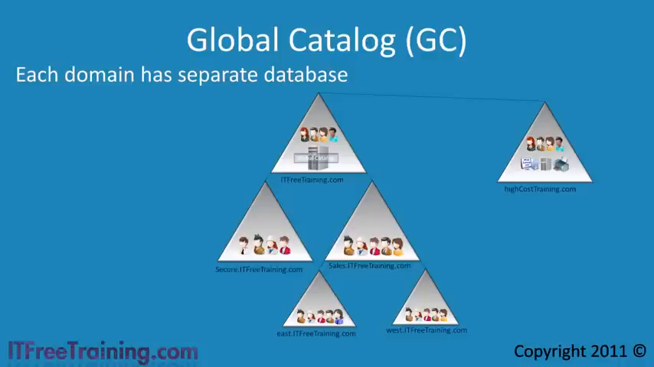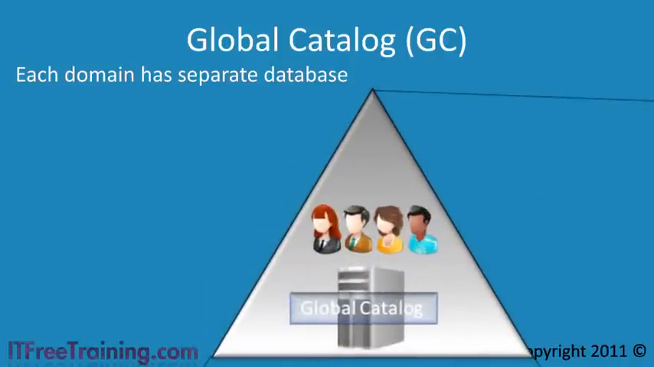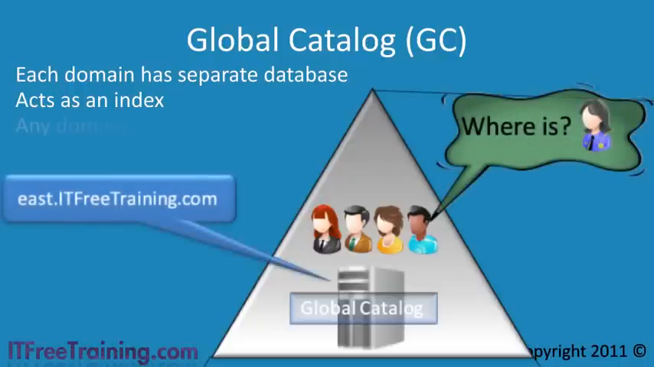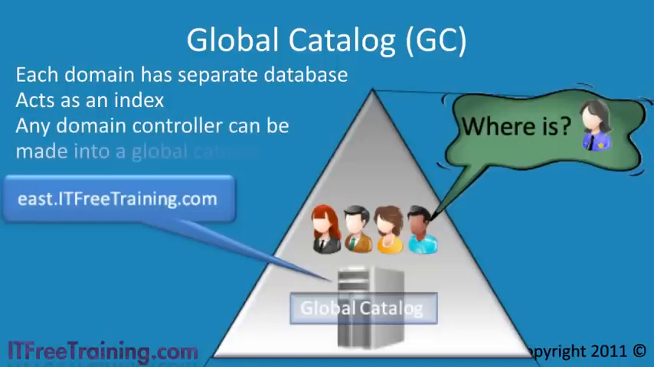To allow users to find resources in the forest, Windows allows a domain controller to function as a global catalog server. A global catalog server acts as an index for the forest. Just like an index in the library, a global catalog server helps users find information. Any domain controller can be made a global catalog server. It is just a matter of ticking a tick box.